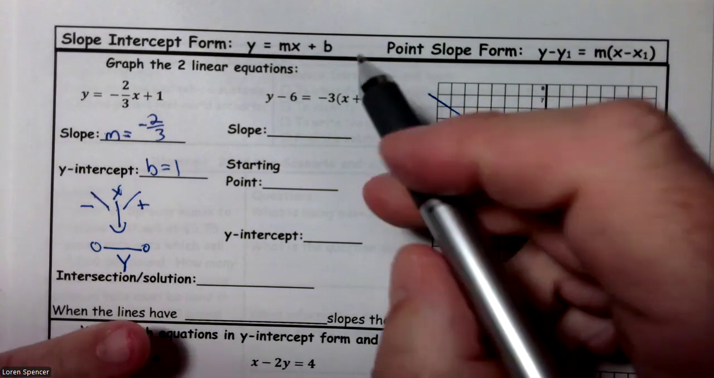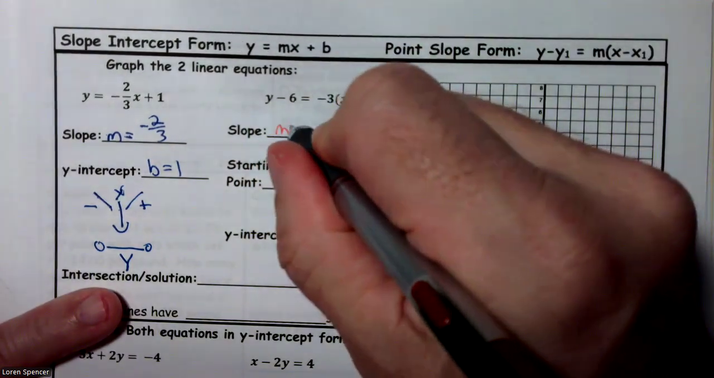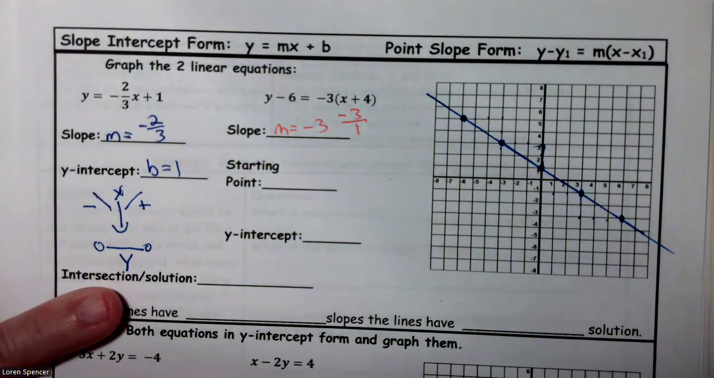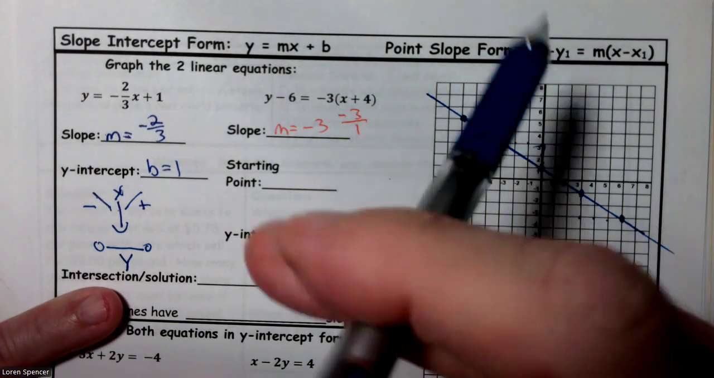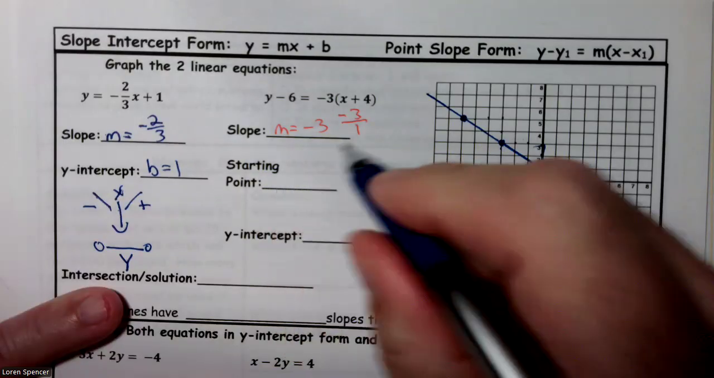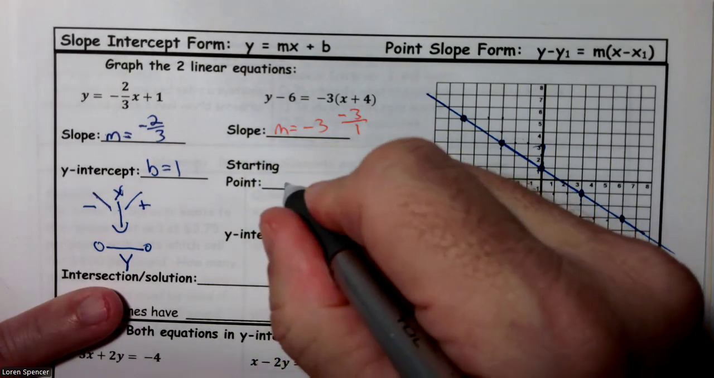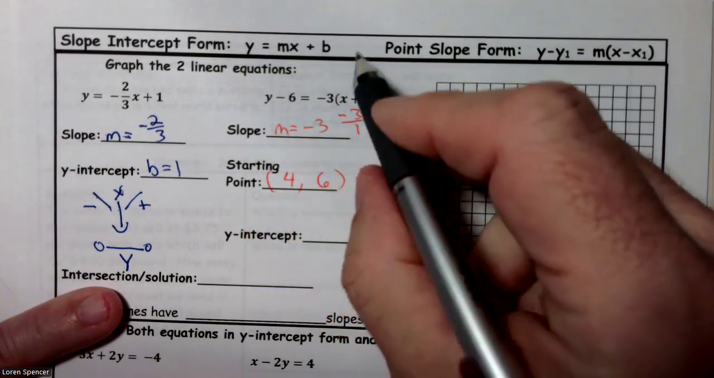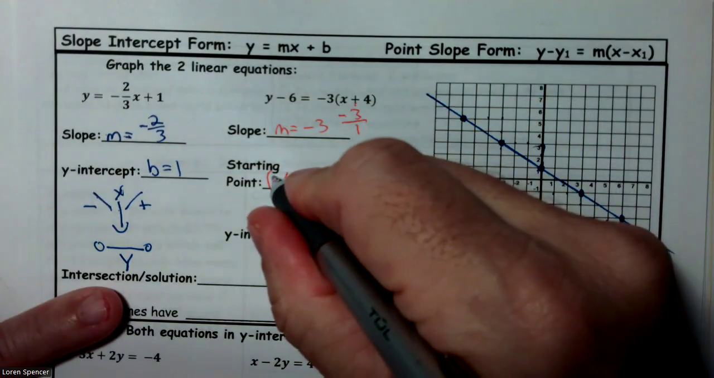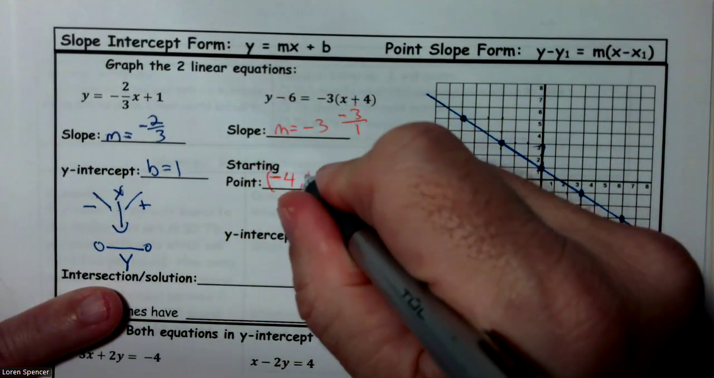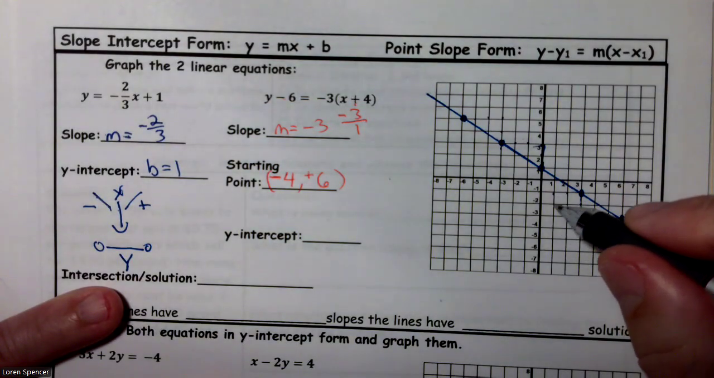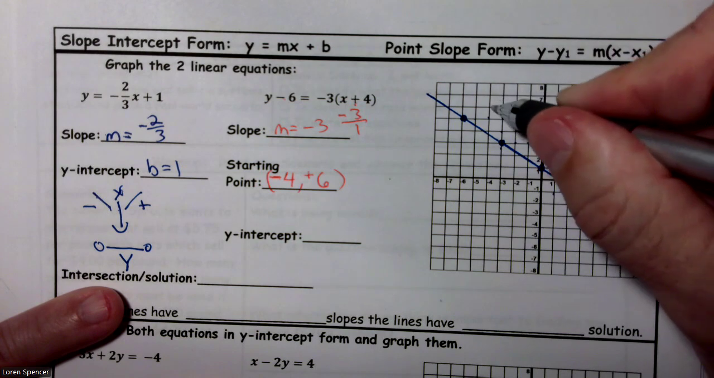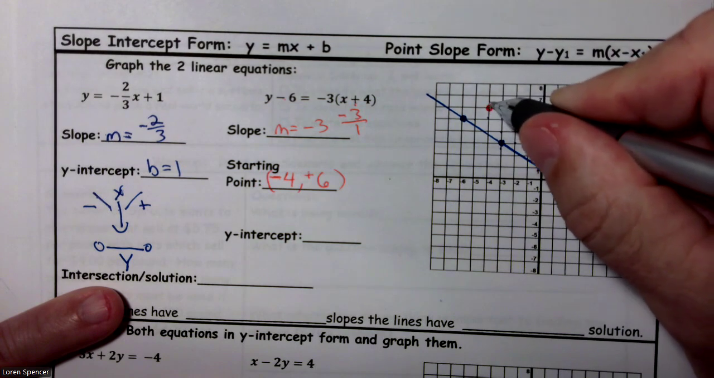On this next one, I have a slope of negative 3, so m equals negative 3, and I'm going to write that as the fraction, which is negative 3 over 1. I have a starting point. Well, the x value is going to be a 4, and the y value is going to be a 6. But remember, in this particular equation, they're liars. So this positive 4 becomes a negative 4, and this negative 6 becomes a positive 6. So I need to go to negative 4, and I need to go up to 6, which is right there.